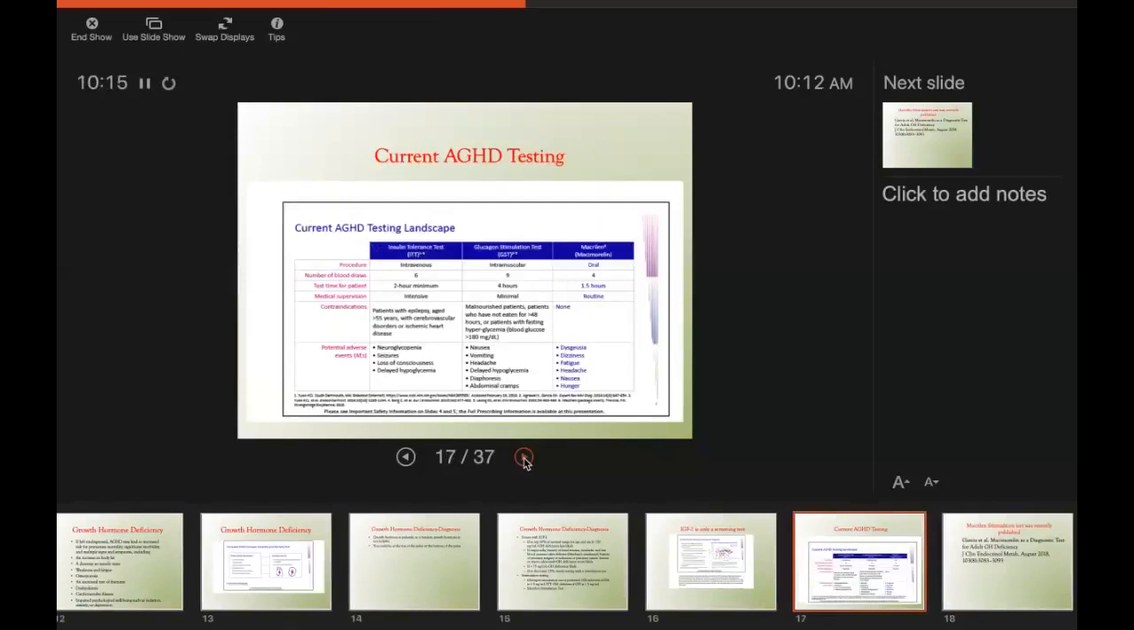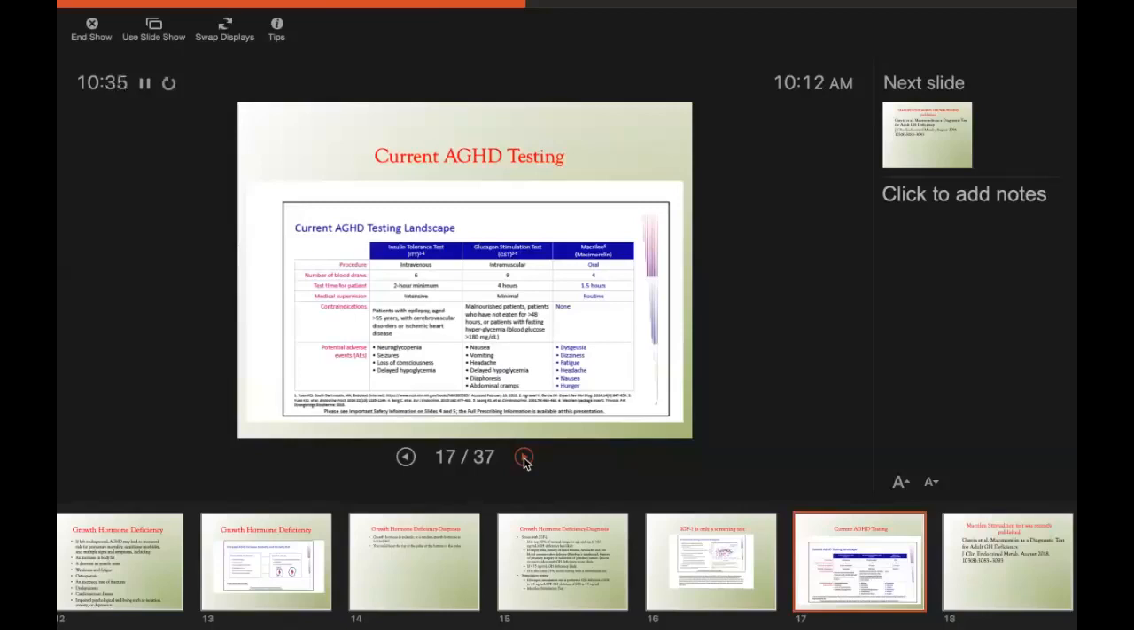The classic test is called the insulin tolerance test. It's an IV test. It has 6 blood draws, takes 2 hours, and needs intensive medical supervision. What you're doing is you're making somebody hypoglycemic. And nobody wants to be hypoglycemic. I don't want to be hypoglycemic. I don't want my patients to be hypoglycemic. So you got to have a doctor around to sort of rescue them when they're hypoglycemic.